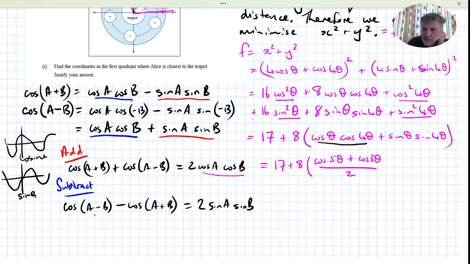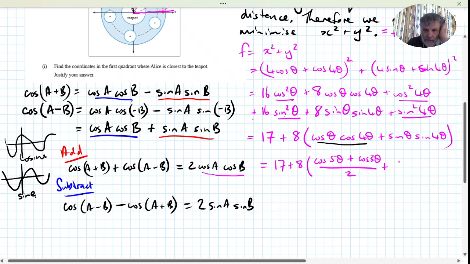And sine, again we can change the order here. So when we do the subtraction, we'll do 4 minus 1. So sine is going to be the difference of these, so it's plus cosine 3 theta minus cosine 5 theta over 2. The minus 5 theta and the 5 theta cancel. So we've got 2 lots of this divided by 2, so the 2's will cancel. So we end up with 17 plus 8 cosine 3 theta.